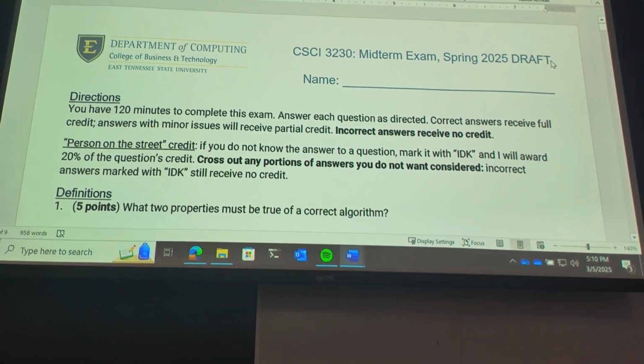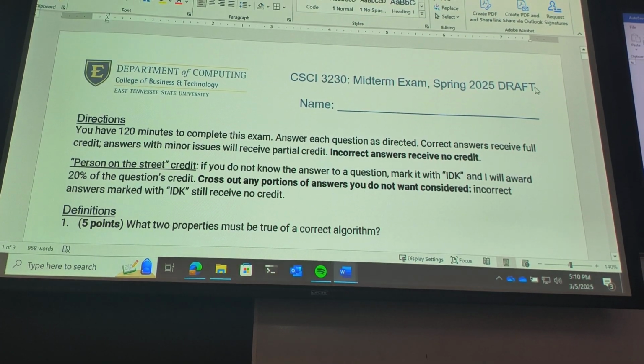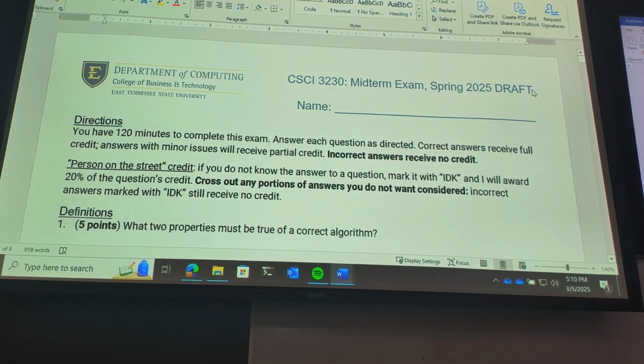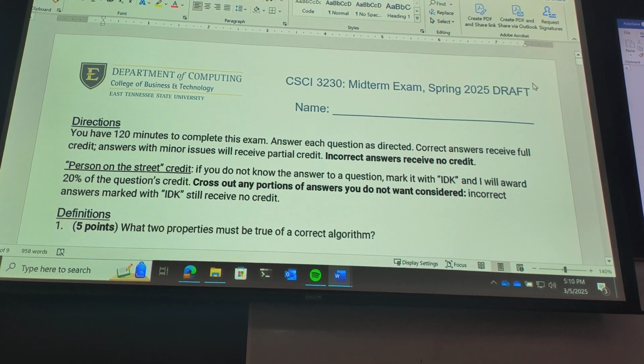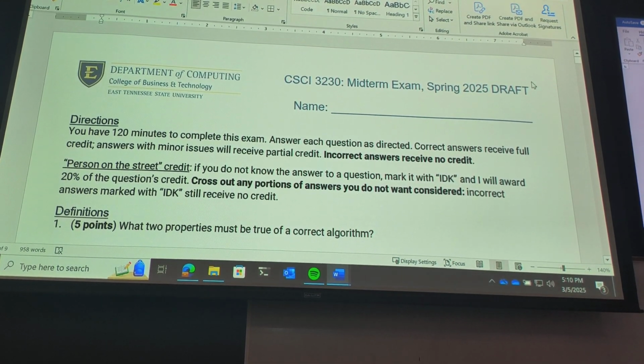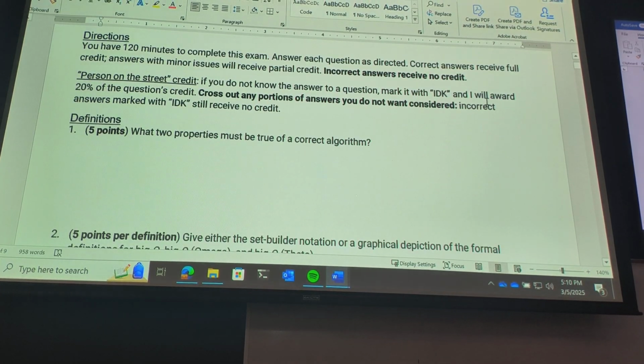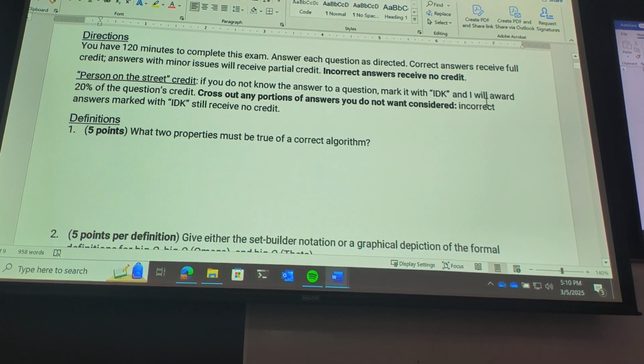Alright, note I put draft here because I was afraid I was going to have to cut some stuff, and I'm going to have to, so points are going to be rebalanced a little bit so I can easily do math.